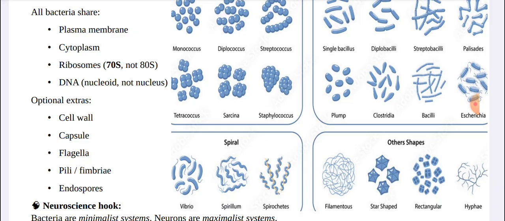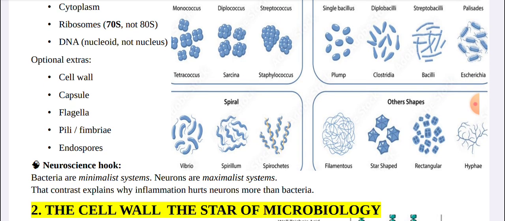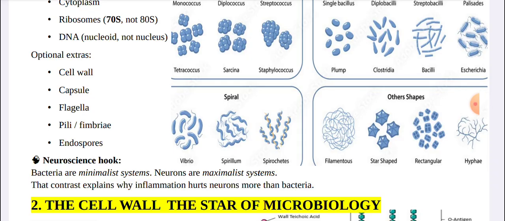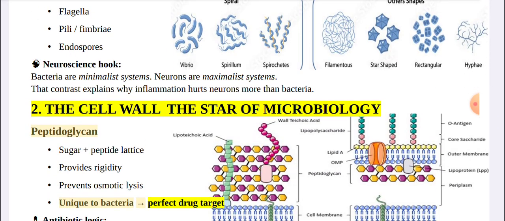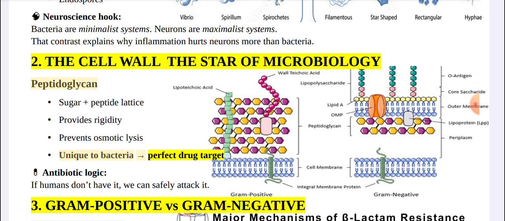Let's move to the most prominent extra on the list. The source material puts the spotlight squarely on the cell wall. The cell wall is the star of the show. If you take nothing else away from bacterial anatomy, you have to understand the wall. Why is it so critical? I mean, our cells have membranes. Why do bacteria need this heavy-duty wall on top of that?